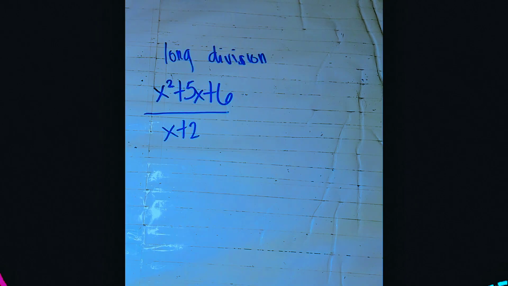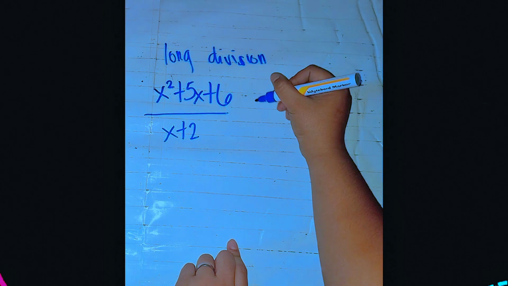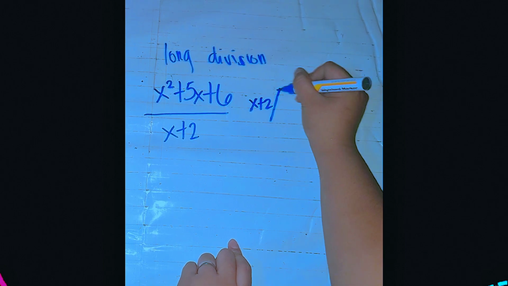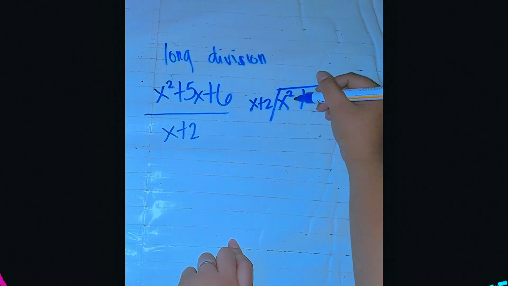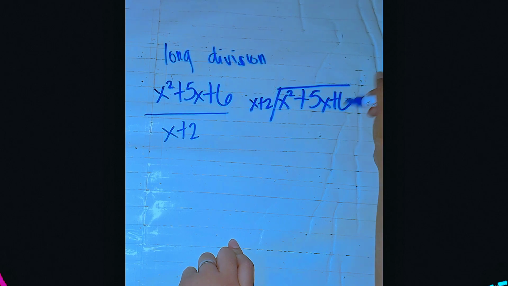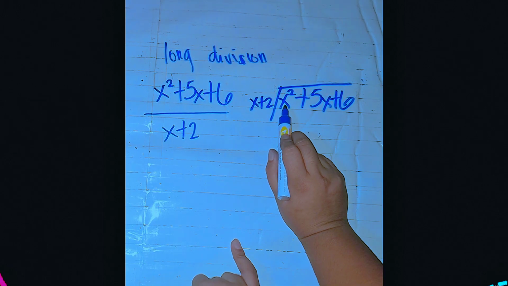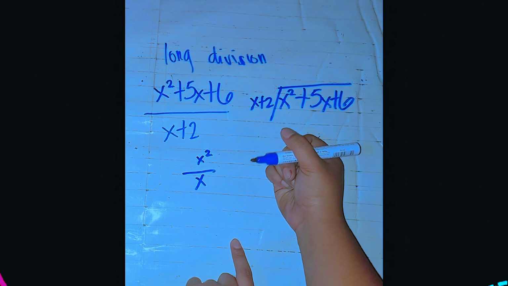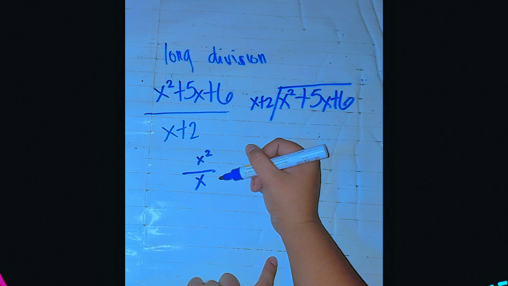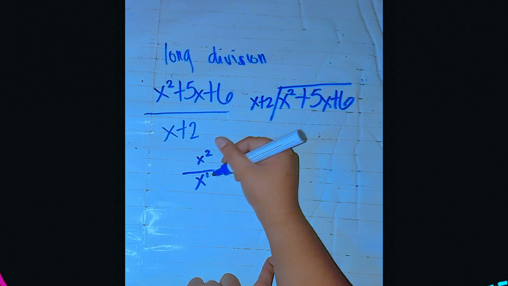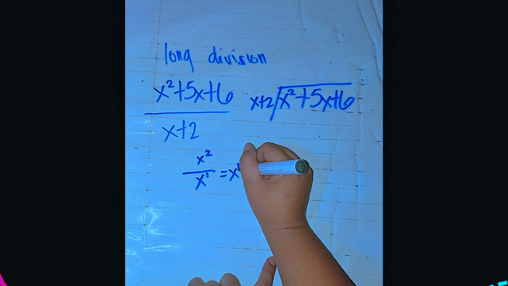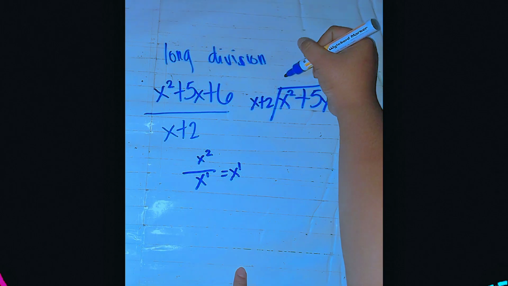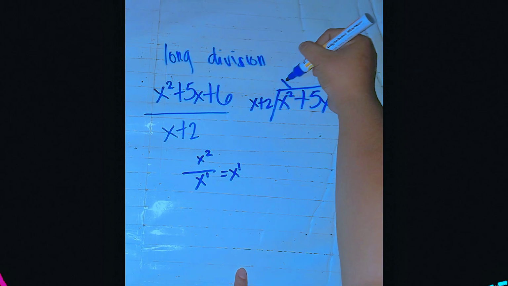Let's proceed to the long division method of dividing polynomials. We'll form it into x plus 2 divided by x squared plus 5x plus 6. x squared divided by x, remember the law of exponents: when you divide exponents, you use subtraction. Let's say we have 1 here. So 2 minus 1 is equal to x to the power of 1 or x. Then x squared divided by x is equal to x.